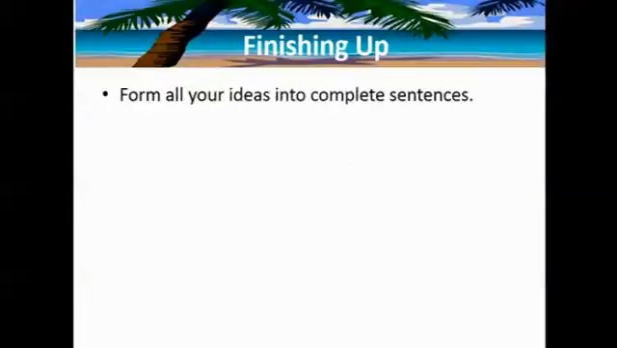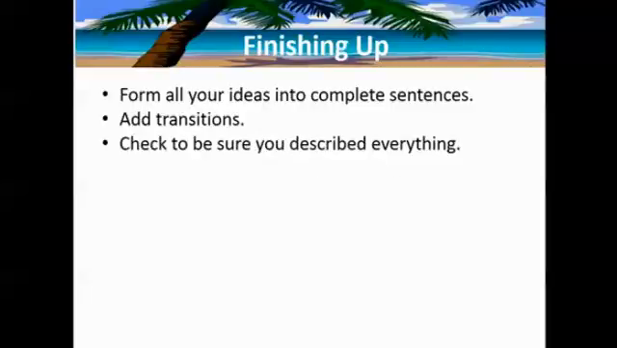To finish up, once you've generated a lot of ideas using your senses, form all your ideas into complete sentences. Add some transitions to make your sentences or paragraphs flow together nicely. Check to make sure you've described everything you can think of. Check all your senses. Did you describe something using each sense? And as always, proofread, spell check, and have someone else read your paragraph or essay. Happy writing.